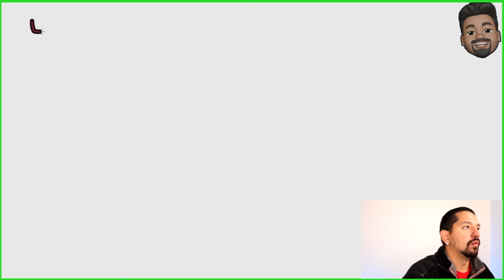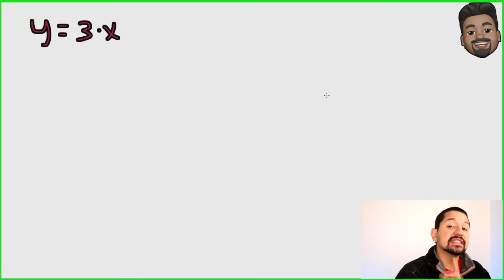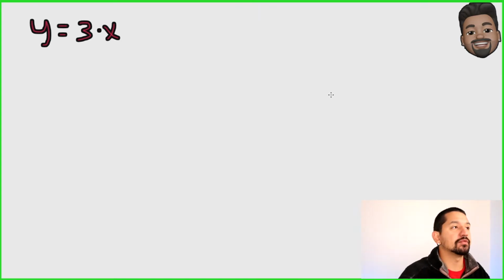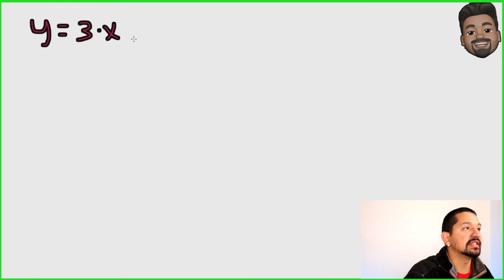So let's start off with something nice, something kind of basic. Let's write y is equal to 3x. If I want to find the inverse of this function, I need to still do the very first thing that I did with tables. I need to switch the x and the y. Now that may seem strange, but all that means is wherever the y was, the x will now go, and wherever the x was, the y will now go. So this is how it's going to look: x is equal to 3 times y.